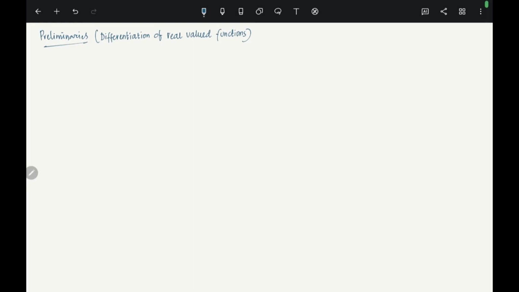Students, in this video we are going to talk about the differentiation, the concept of derivative for a real valued function. So essentially, I am assuming the function f is from omega to R, and omega is an open subset of Rn, and this holds for any n greater than or equal to 1.